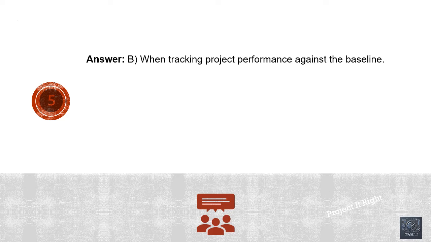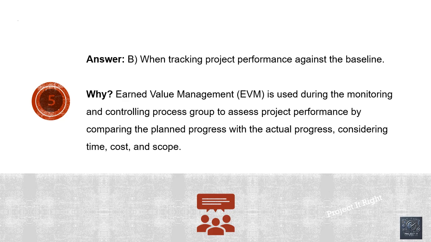Answer: B. When tracking project performance against the baseline. Earned Value Management, EVM, is used during the monitoring and controlling process group to assess project performance by comparing the planned progress with the actual progress, considering time, cost, and scope.